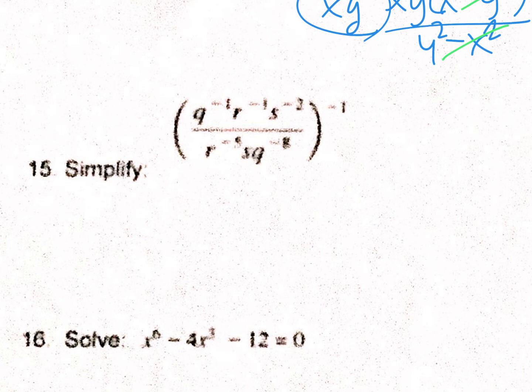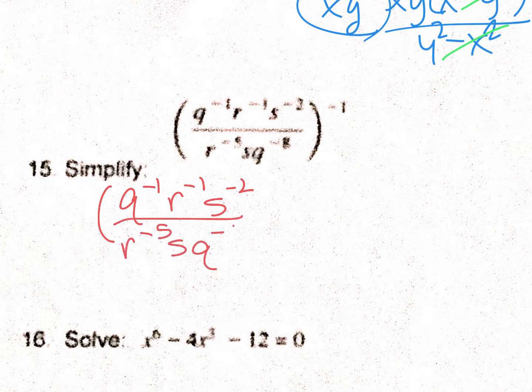Okay, back. It really says q to the negative 1, r to the negative 1, s to the negative 2, over r to the negative 5, s, q to the negative 8. Never would have guessed that one. And negative 1 on the outside. Okay, here we go. I'm going to work everything inside first, which means I'm flipping stuff.